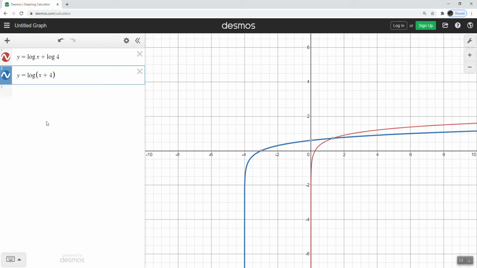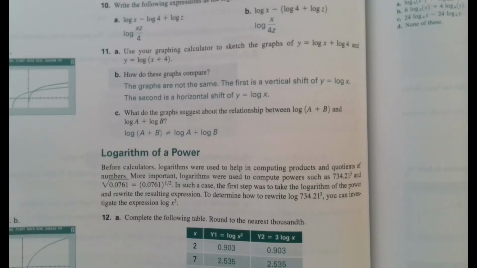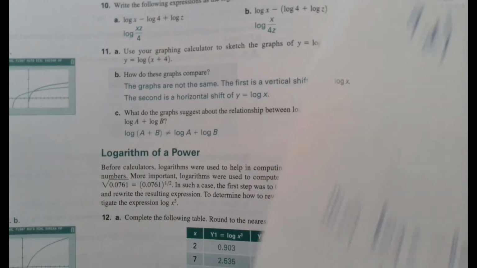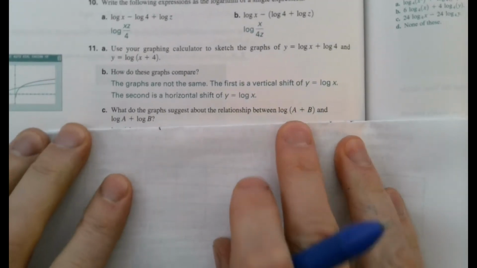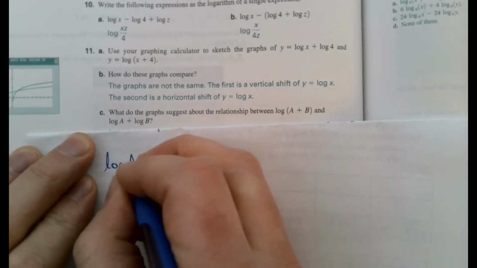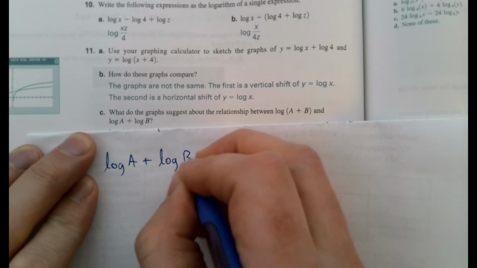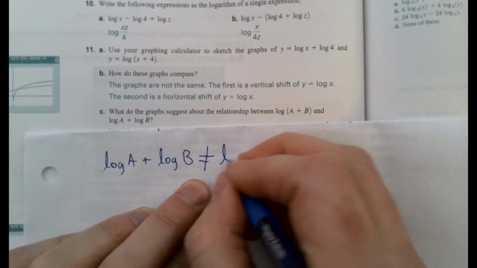So we're highlighting here that when we are doing addition within the argument of the logarithm, that is not the same thing as what we've just been doing with the quotient and product properties. In other words, it's a really easy mistake to make, and we're trying to highlight this so that you won't make it. So take a look at letter C. Here, let me cover up that answer. It says, what do the graphs suggest about the relationship between log of a plus b and log a plus log b? Hopefully, it's very clear, because those graphs are so different, that these are not equal to each other.